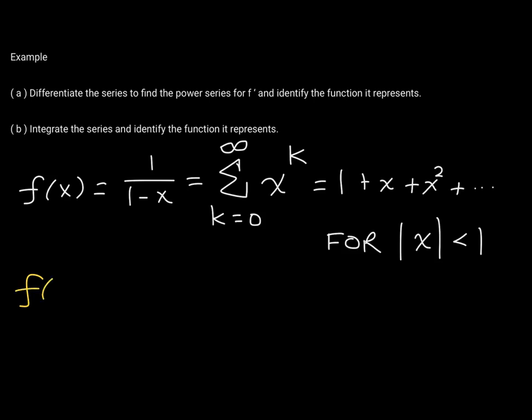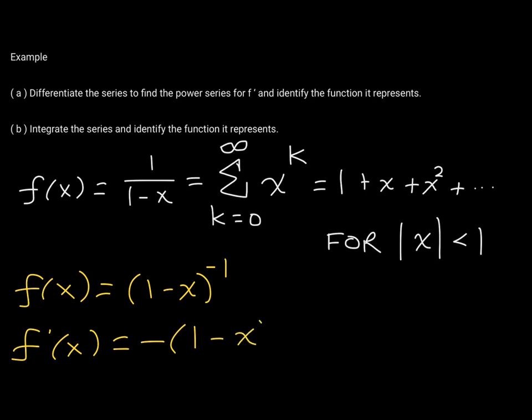So f of x is equivalent to (1 minus x) raised to the power of negative 1. That implies that f prime is negative 1 times (1 minus x) raised to the negative second power, and then by the chain rule times negative 1. So this is equivalent to just 1 over (1 minus x) quantity squared. So this, folks, is f prime. I differentiated the left-hand side.